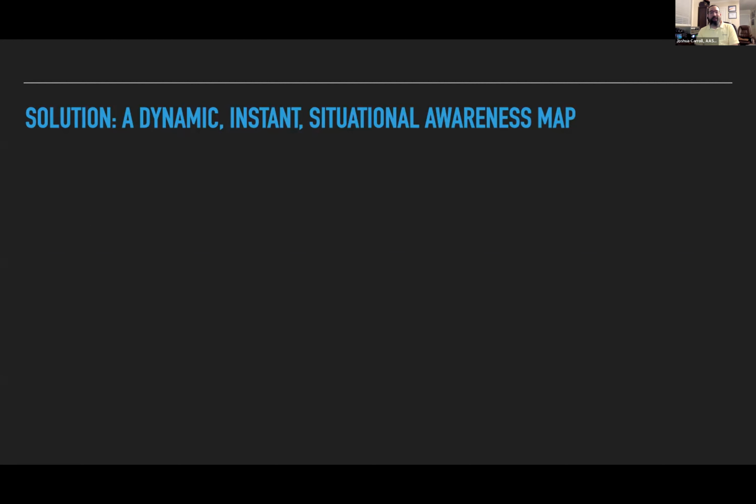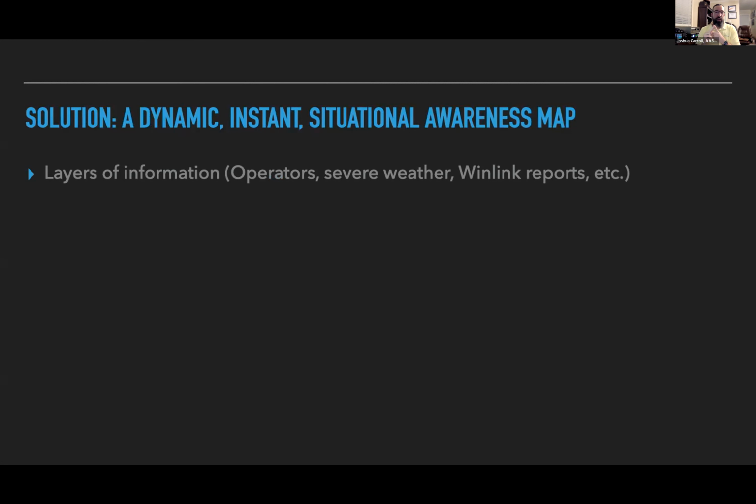Our solution was to create a dynamic situational awareness map that is instantly available as needed. It has the ability to provide layers of information. So right now we can display things like operators that are included in the event or checked in on a net, any weather, that's severe weather polygons and so on, as well as any Winlink reports that come in. Data can be easily filtered. If you're not interested in the weather, turn it off. If you are not interested in seeing where the ham operators are, you can turn that off.